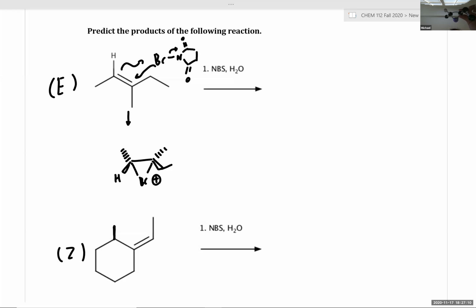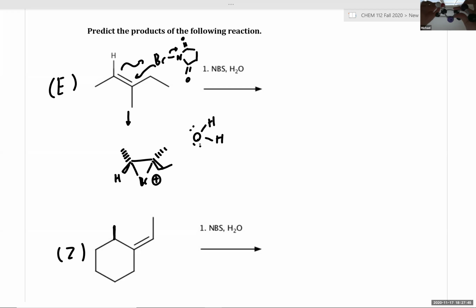Okay, so now we have to consider for a moment, when we have water, which is going to be our nucleophile, what position is water going to attack? What position is water going to attack? So we have water. We have water floating around. Okay. Now, what position is it going to attack?